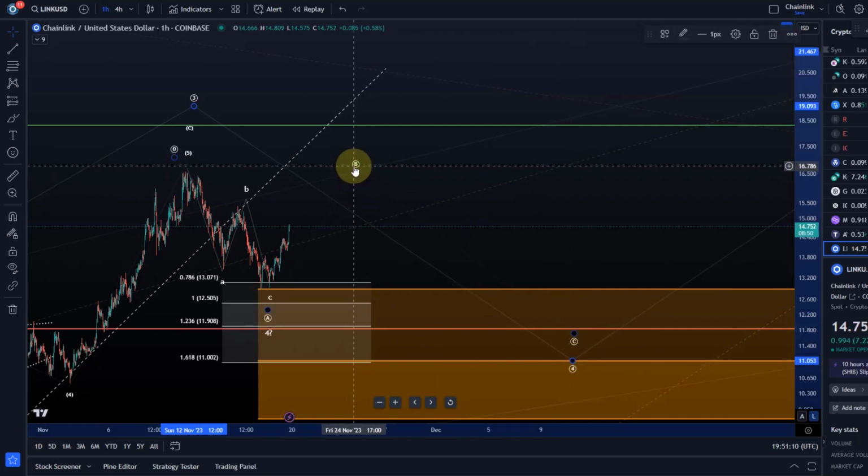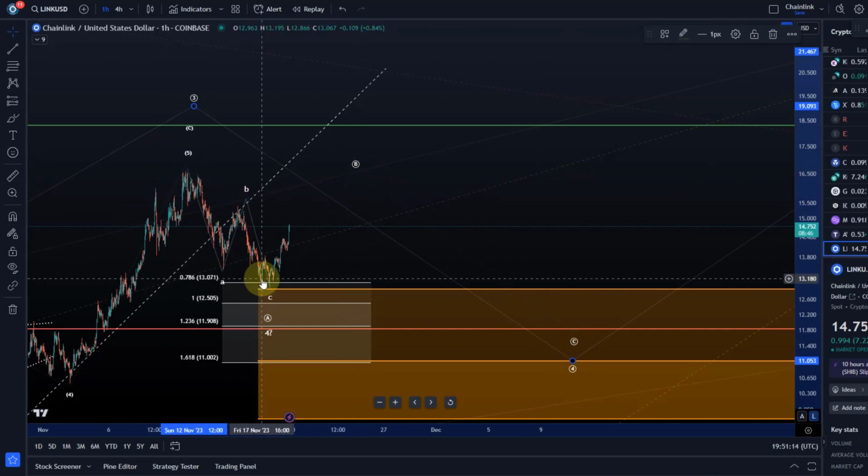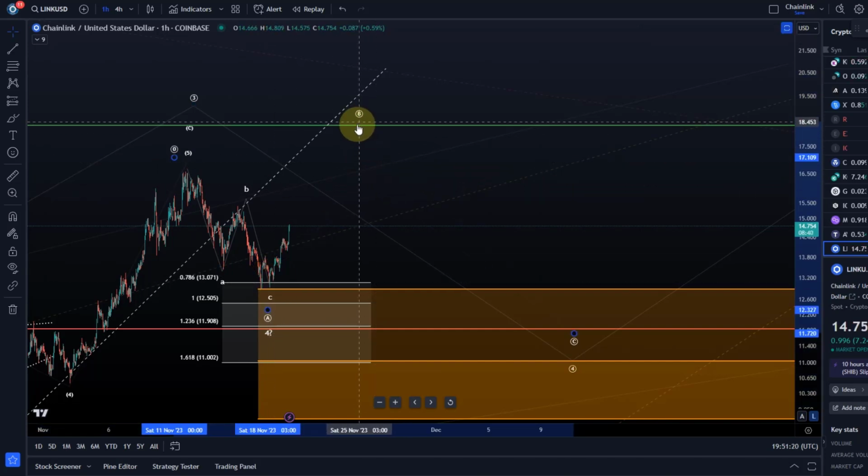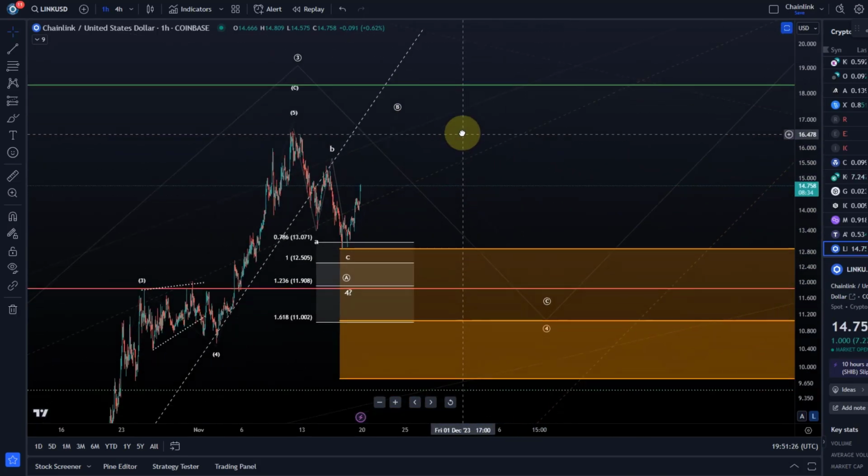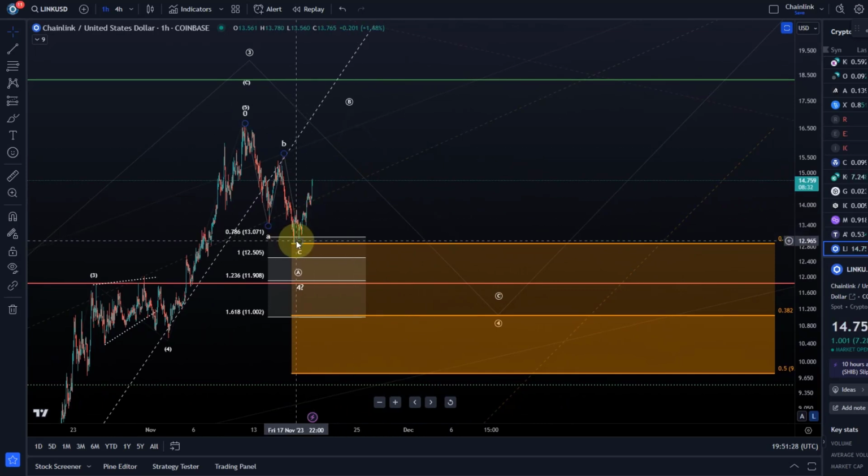We have to be prepared that this B wave could be quite aggressive, because when the A wave is just a 3-wave structure, the B wave sometimes can be very aggressive, can even overshoot. So I wouldn't rule out that it actually reaches that $18.20 level before we come down in wave C. Can I rule out that wave 4 is already finished? No, but I'm not primarily watching for that at the moment.